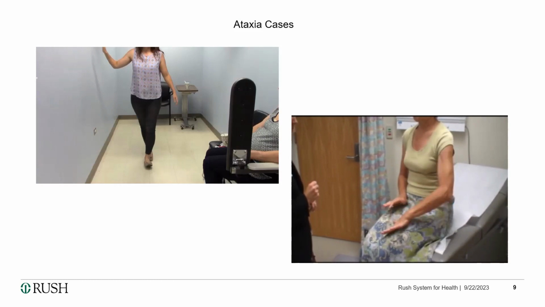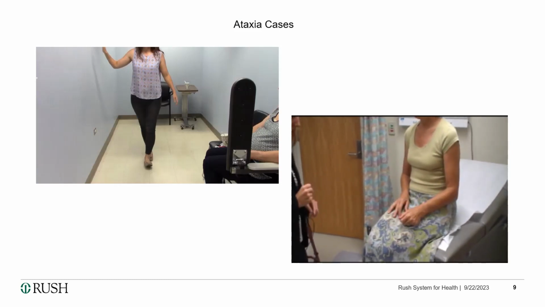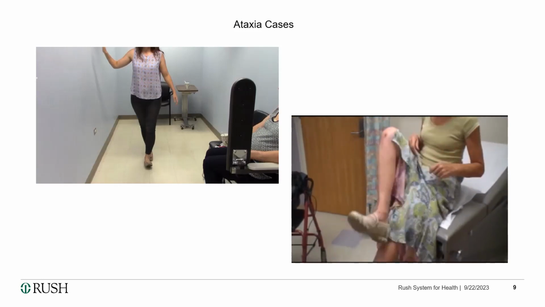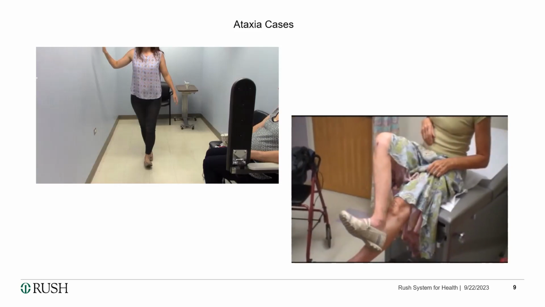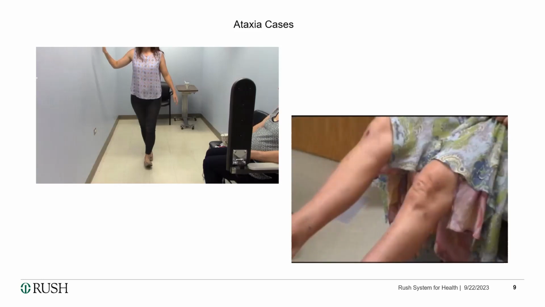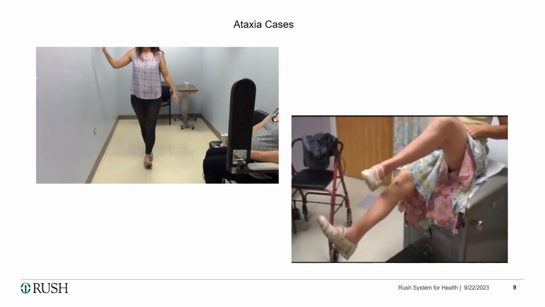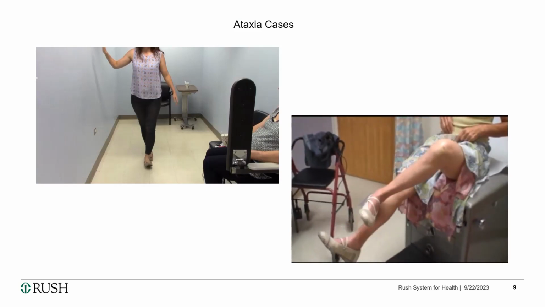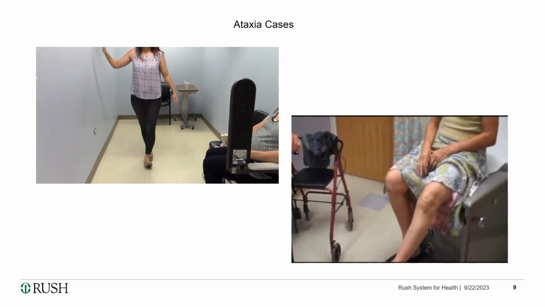And with pronation, supination, she's a little bit asymmetric, but both sides appear to have dysmetria, dysdiadochokinesia. And then same thing with heel to shin as our other patient. She's got some lateral movements.